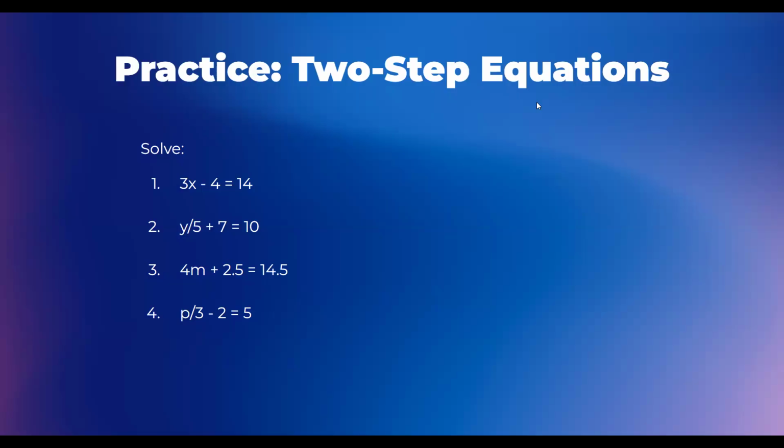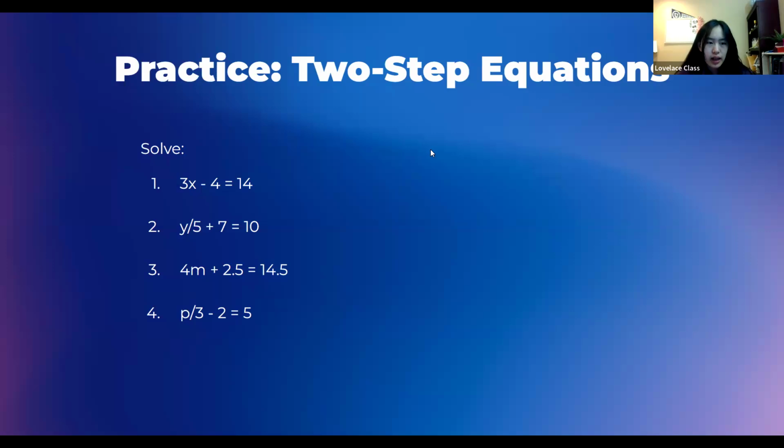Amrita, do you want to explain question 4, or should I explain question 4? For that one, I'm going to add 2 to both sides. So now p divided by 3 equals 7. And then we multiply both sides by 3. So p equals 21. Yep, good job.